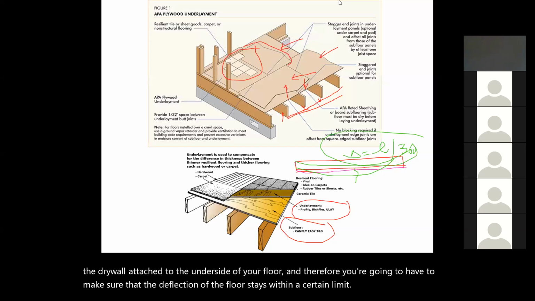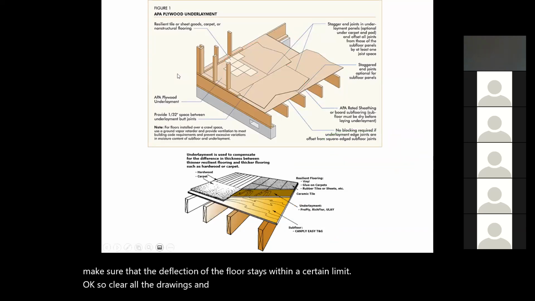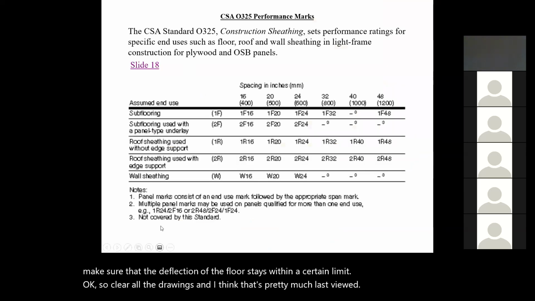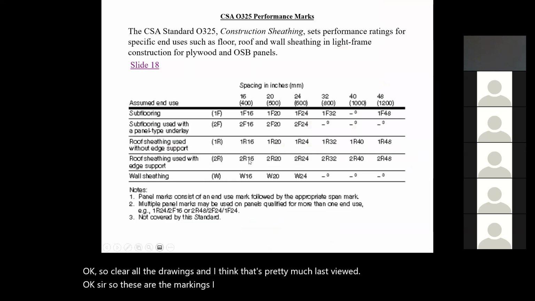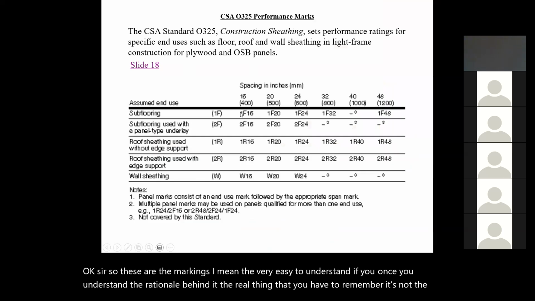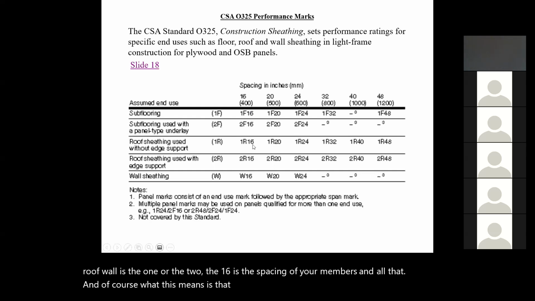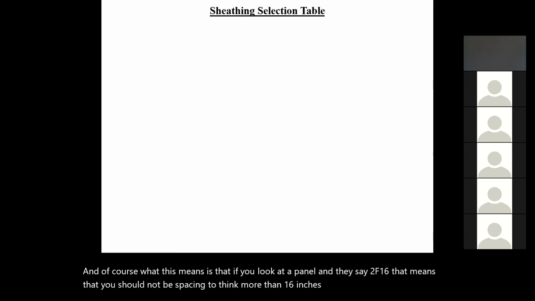Okay, so clear all the drawings, and I think that's pretty much last viewed. Okay, like I said, these are the markings. They're very easy to understand once you understand the rationale behind it. The real thing that you have to remember is not whether it's floor, roof, or wall, it's the 1 or the 2. The 16 is the spacing of your members and all that. If you look at a panel and they say 2F16, that means that you should not be spacing the members more than 16 inches. It limits the spacing of your members, okay?